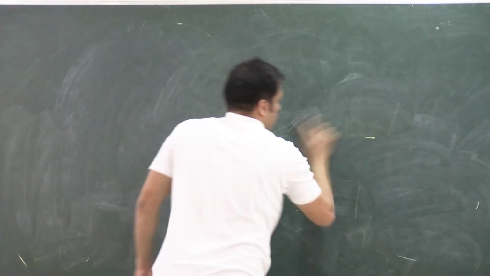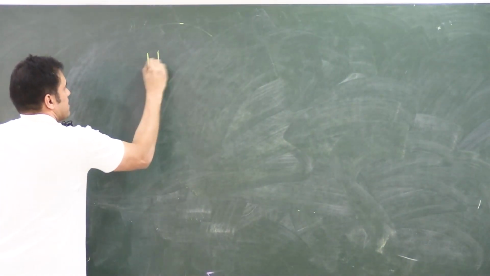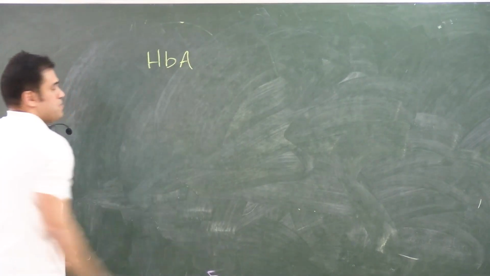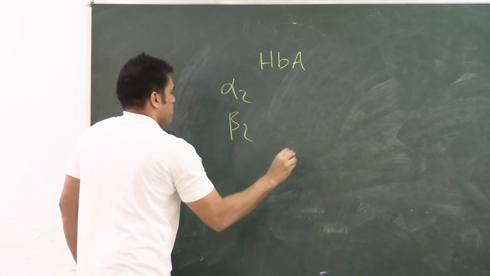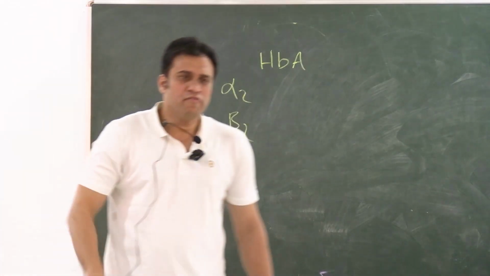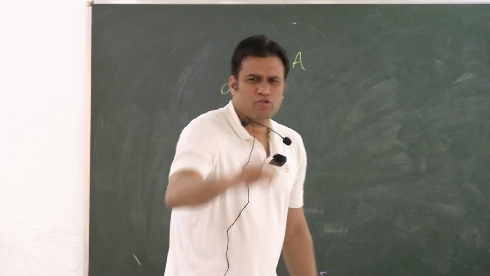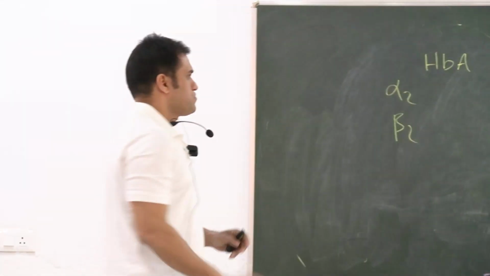What is the adult hemoglobin? So what is it? HbA. HbA তে কি আছে? Alpha 2, beta 2. Means a pair of alpha chain and a pair of beta chain. আমি একদম স্টোরির মতো বলার চেষ্টা করছি so that it becomes easy for you. Okay?